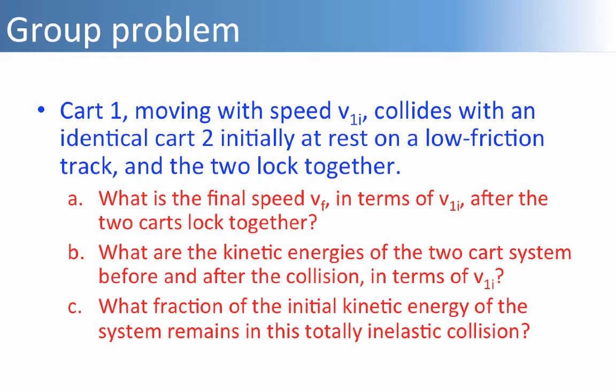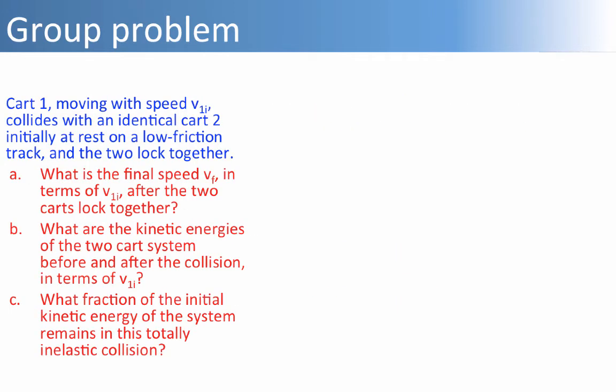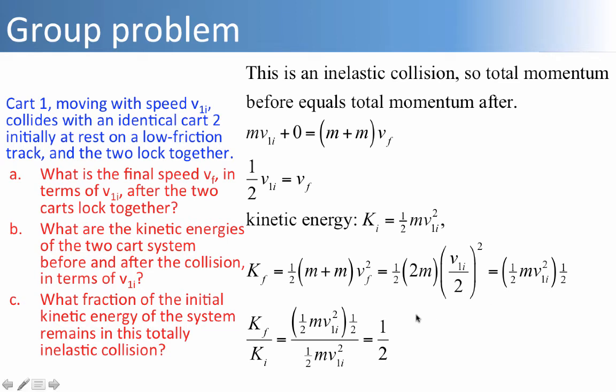This is another example problem that has shown up in a couple of places, and let's just look through the solution to this problem. So if we have a cart moving with some speed v1 initial, and it collides with another cart at rest. Let's see what happens to the final speed and the kinetic energies. First, we want to look at the final speed by using conservation of momentum. So the initial momentum, one object moving, the other at rest, should equal the final momentum, identical carts, final one at rest. And we see by solving this for v final that 1/2 v1 initial equals v final.